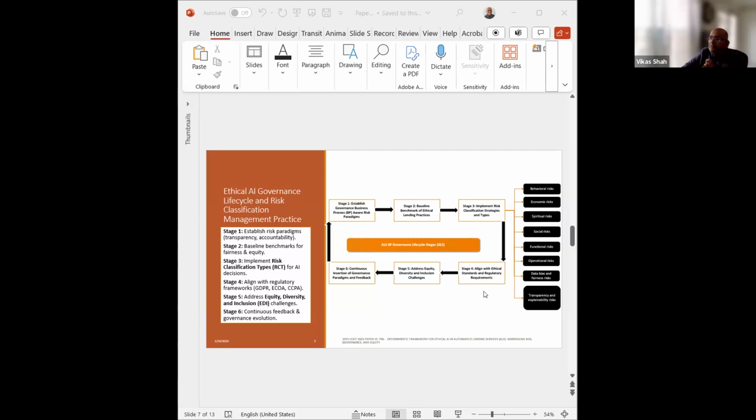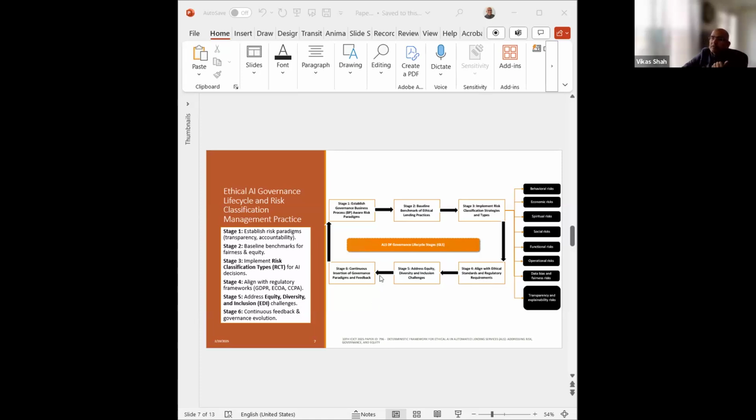The next stage is aligning with the ethical standards and regulatory requirements. We have considered GDPR, ECOA, and CCPA to start with. And then stage 5 is to address the equity concerns with all this classification and the regulatory standards in consideration, which is local, regional, and international, all three of them.